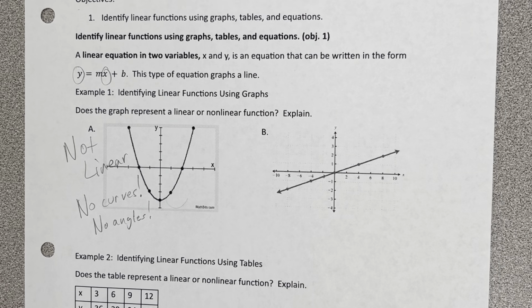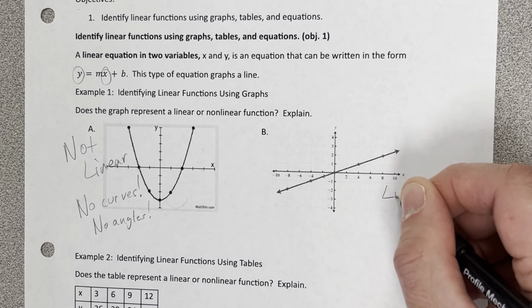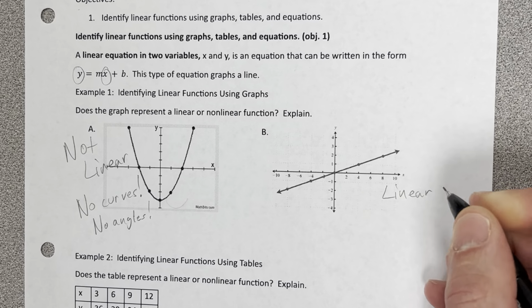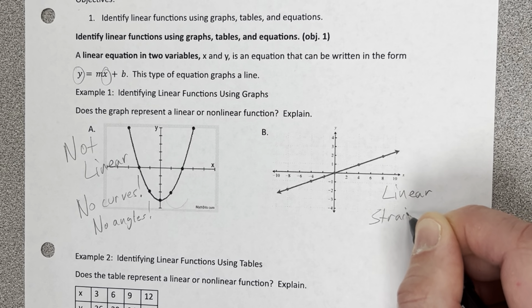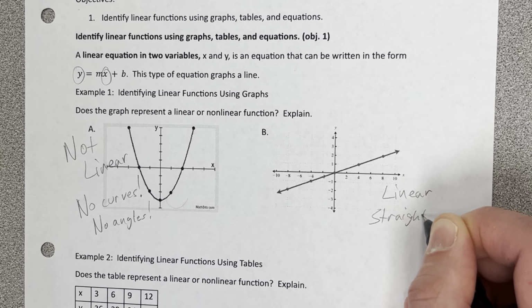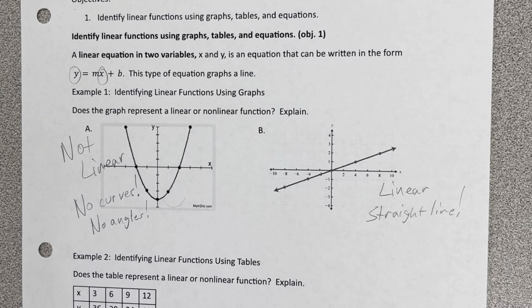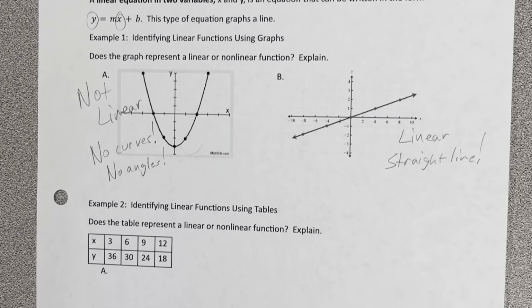So part B, that's a linear function, because it's a straight line. So that's how you're going to check if a graph is linear or non-linear. You're just going to look at the graph and then decide from there.